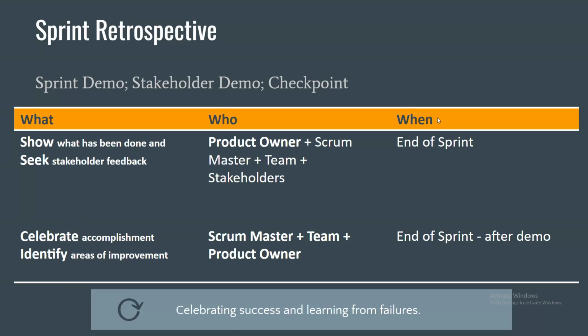If you don't celebrate accomplishments, usually the team culture becomes very negative, because everybody is just looking at areas of improvement, and it becomes a very negative tone. We do it at the end of a sprint, but after the demo. Why after the demo? Because once you have the stakeholder feedback, you will have certain areas of improvement or certain things to celebrate. The main learning from the retrospective is that we celebrate success and we learn from failures. The failures don't hinder us. We just learn from them and move on. So these are the two things that we will do.